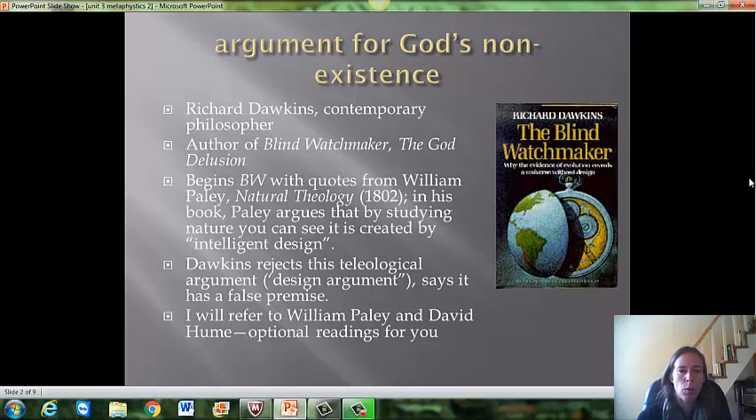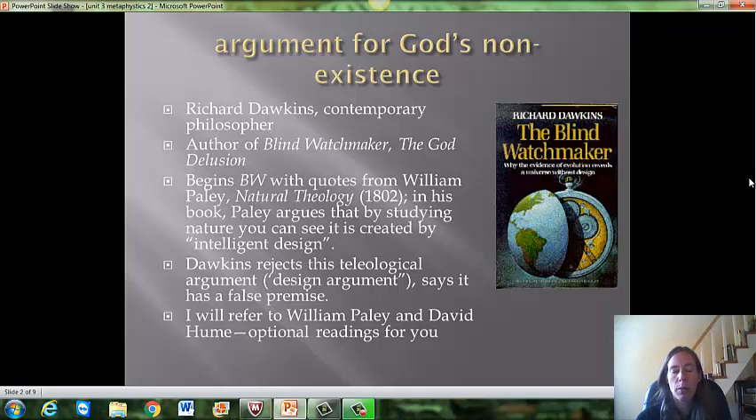Now, he starts The Blind Watchmaker with quotes from a theologian and philosopher called William Paley, who wrote something called Natural Theology in around 1800. In his book, William Paley argues that by studying nature, you can see that it's been created by intelligent design. Dawkins starts with Paley, which is very central to his argument, but then rejects this teleological argument. The teleological argument is also called the design argument, and he says that it has a false premise in it.